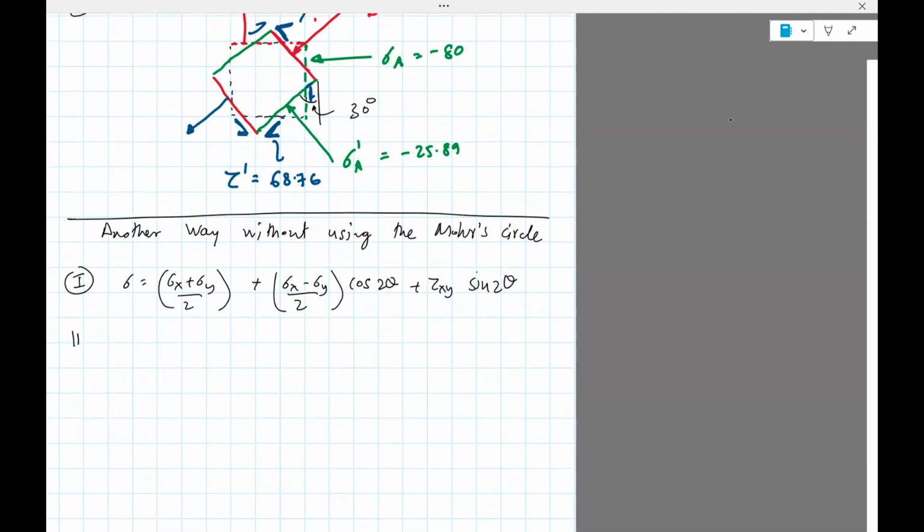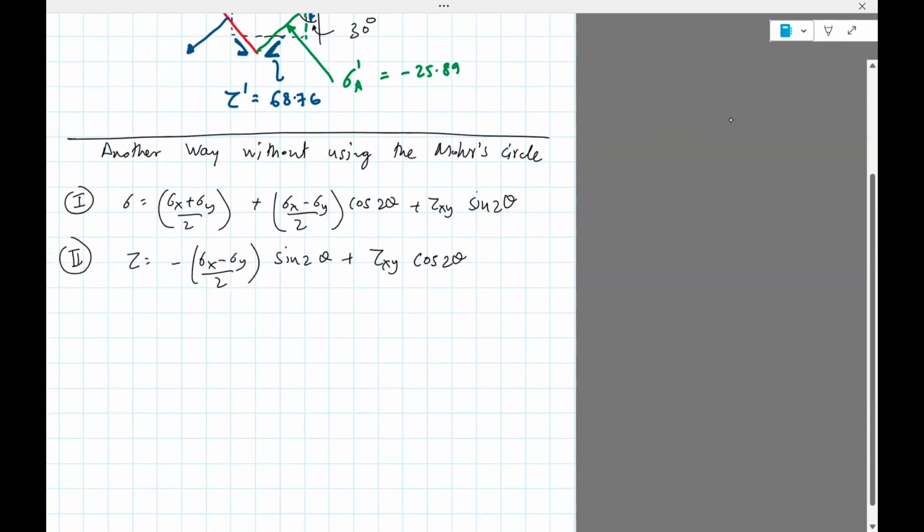And then I wrote another formula. This is the transform formula for shear stress. It is minus, sigma x minus sigma y divided by 2, with the minus outside the bracket, sine 2 theta plus tau xy cosine 2 theta.